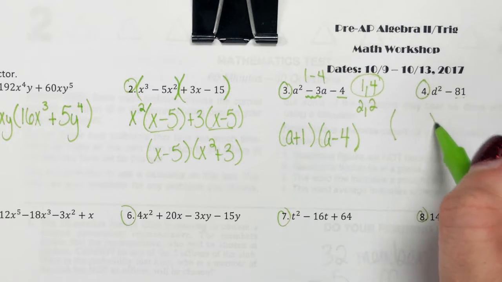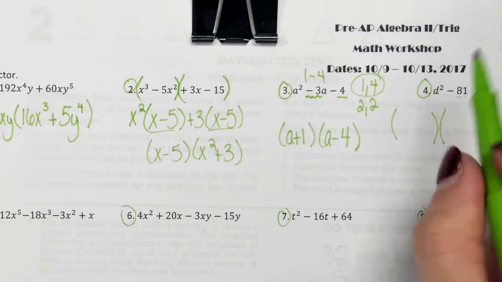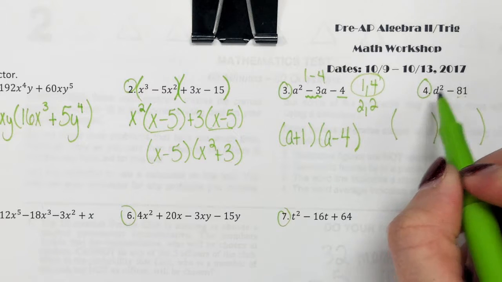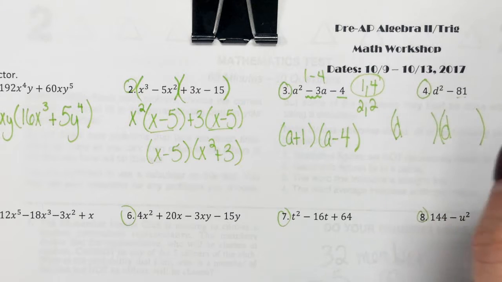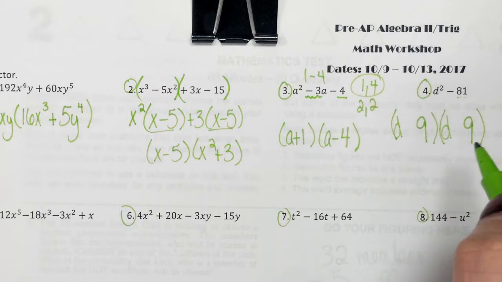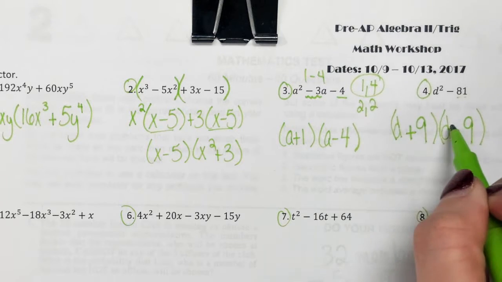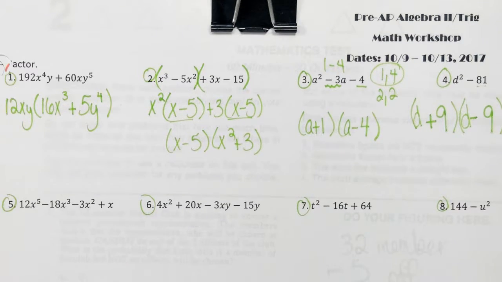So in order to do that, you do 2 sets of parentheses. The letter is first, so it's going to come first in your parentheses. All right. And what's the square root of 81? 9 and 9. Plus and minus, because 9 minus 9 is 0, and 9 times negative 9 is negative 81. Y'all okay with that one? Okay, what about number 5?